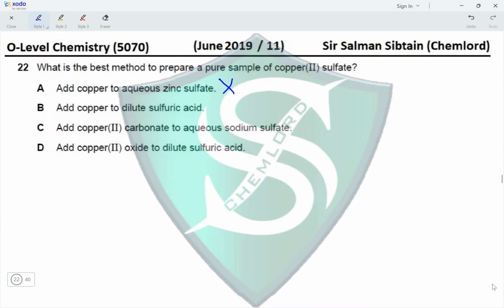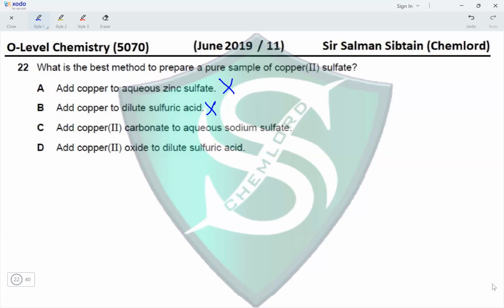Add copper to dilute sulfuric acid. Copper is less reactive than hydrogen. It will not react with dilute sulfuric acid. Add copper carbonate to aqueous sodium sulfate. Copper carbonate is not soluble. No, it is copper carbonate.